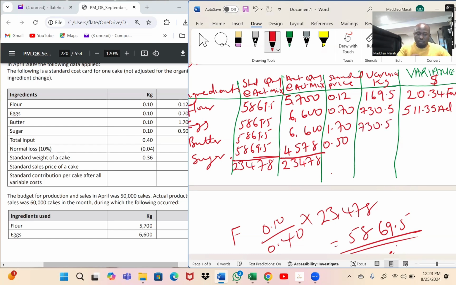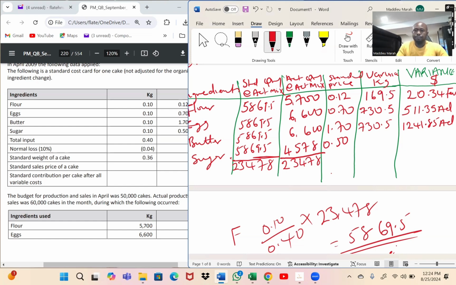730.5 multiplied by the standard price, which is 1.7. This gives me 1241.85, an adverse variance as well. We budgeted 5,869.5. Our actual result was 6,600. That's an adverse variance of 730.5 multiplied by 1.7. That gives me 1241.85 adverse variance.